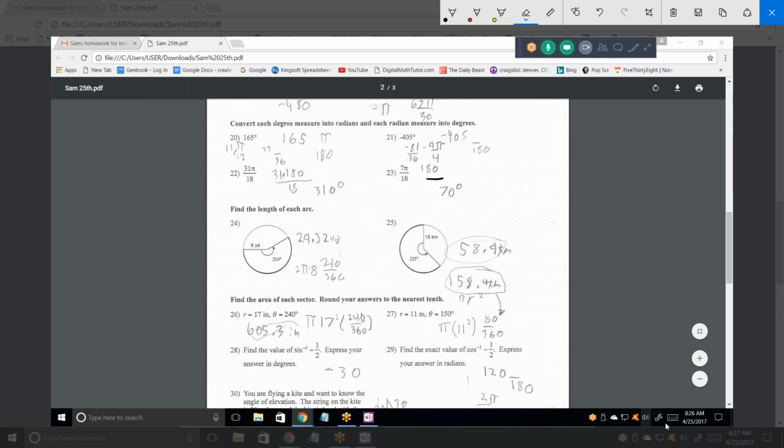Okay, so that takes care of 20 through 23. Arc length. Arc length is actually pretty easy if it's in radians. It's S equals R times theta. If it's in degrees, then you need an additional conversion factor, which is pi over 180. So it's one of those two, with S being arc length.